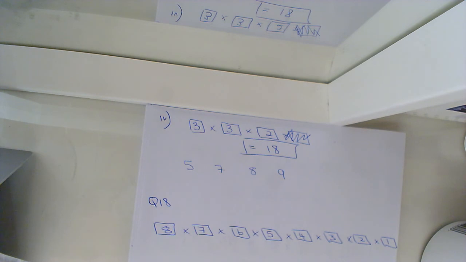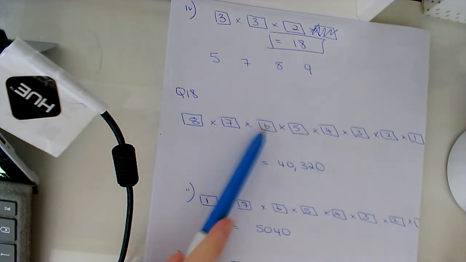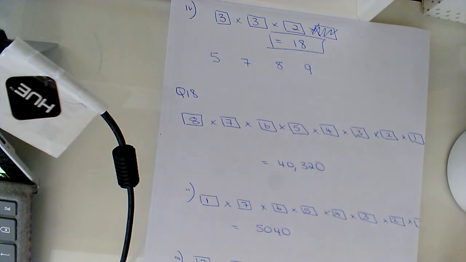Part 2, it says if the arrangement must begin with N, so I draw out my 8 boxes. It must begin with N. That means in here I only have one choice. It has to be N. And then I'm left over with 7 other boxes, so it'll be 7 by 6 by 5 by 4 by 3 by 2 by 1, and I'll get 5040.